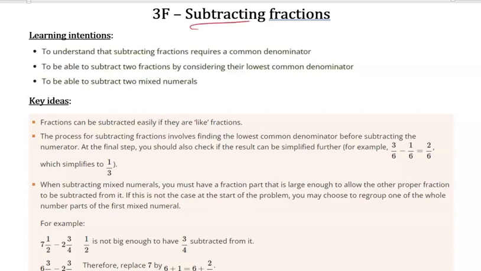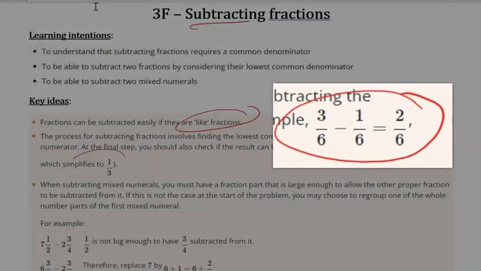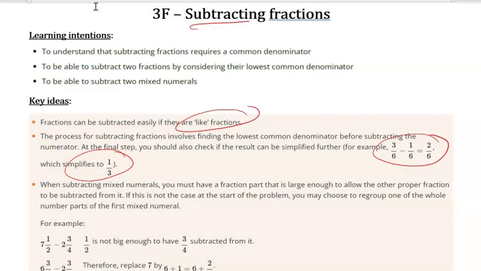Subtracting fractions is exactly the same as adding fractions. They have to be like fractions, so they have to have a common denominator. So in this case, 3/6 minus 1/6, they're both sixths. 3 minus 1 is 2, so we end up with 2/6. And we always remember to simplify it. That's what we do, we simplify.